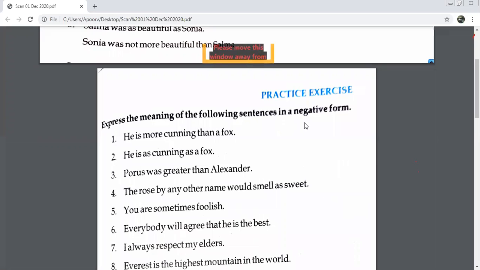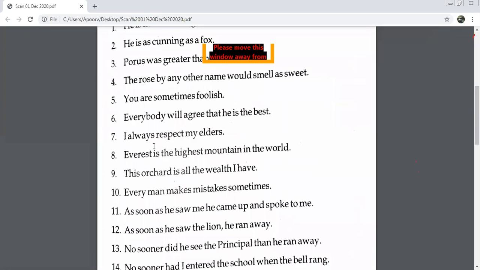He is not as cunning as a fox. Fox is not as cunning as him. So there are some typical sentences. See, one typical one was this one. Rose one. Can we have this again, the fourth one?